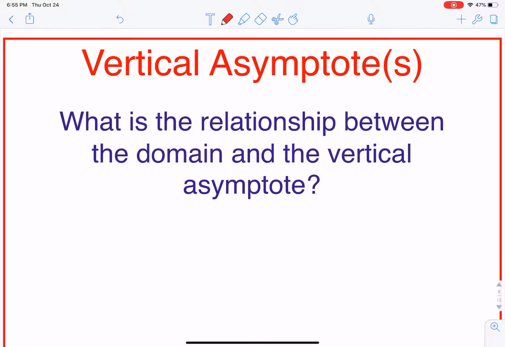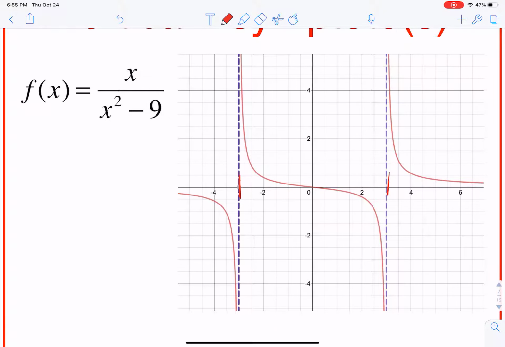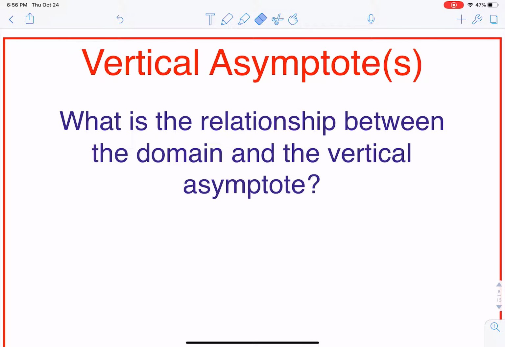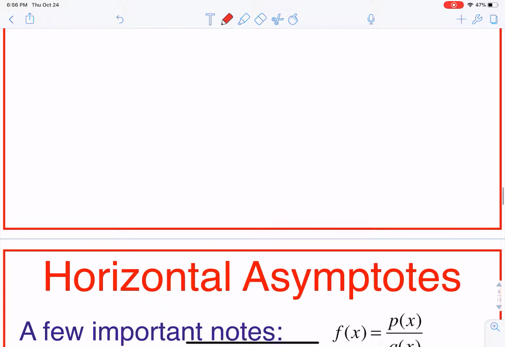So here's a little question for you to ponder, and we really touched upon this so far in this video: what's the relationship between the domain and the vertical asymptote? Well, the purpose of the vertical asymptote is to show that my x values will get really, really close to the value that it can't be, but it won't ever actually touch it. So there's a really strong connection between my domain and my vertical asymptote, and that is that the restrictions in the domain really tell me where my vertical asymptote will be.